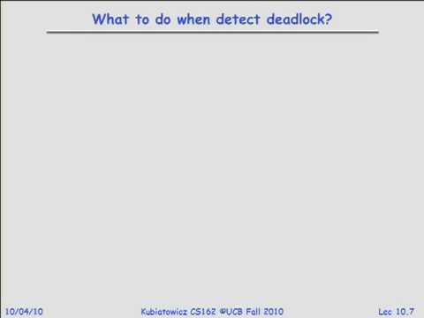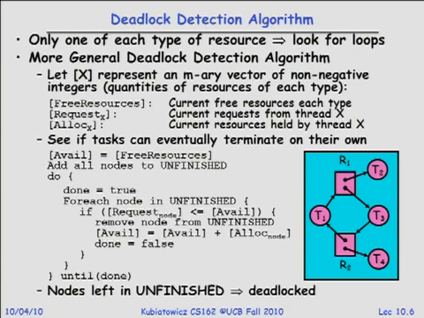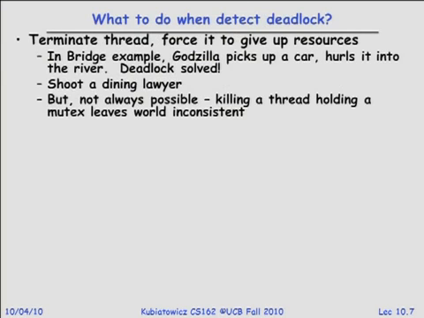Okay. So what do we do when we detect that deadlock? So by the way, detecting deadlock is the example in which we make it all the way through this, and there's still some threads left in the unfinished category. Then we know we've got deadlock, because there was really no way to finish everybody. Okay? So what do we do when we detect it? Well, one case is maybe we just terminate the thread and force it to give up resources. Remember the bridge example from last time? This is the Godzilla reaches down, grabs a car, tosses it over the side.